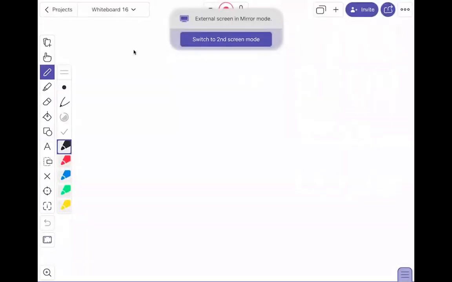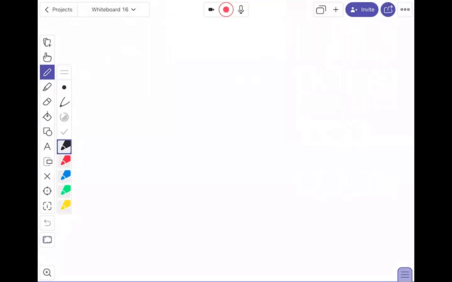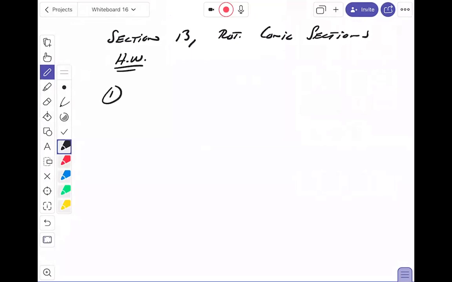And again, my emphasis is that you should know what section we're in of the notes. We're in section 13. I'll write this down for you. It's the stuff on rotating a conic section. So, rotating conic sections. And we're doing the homework. I'll put number 1 down for you.